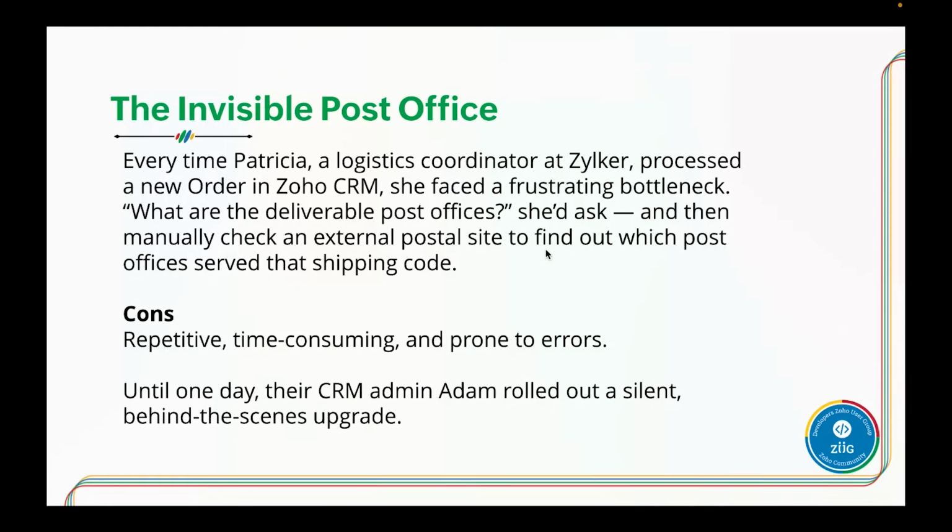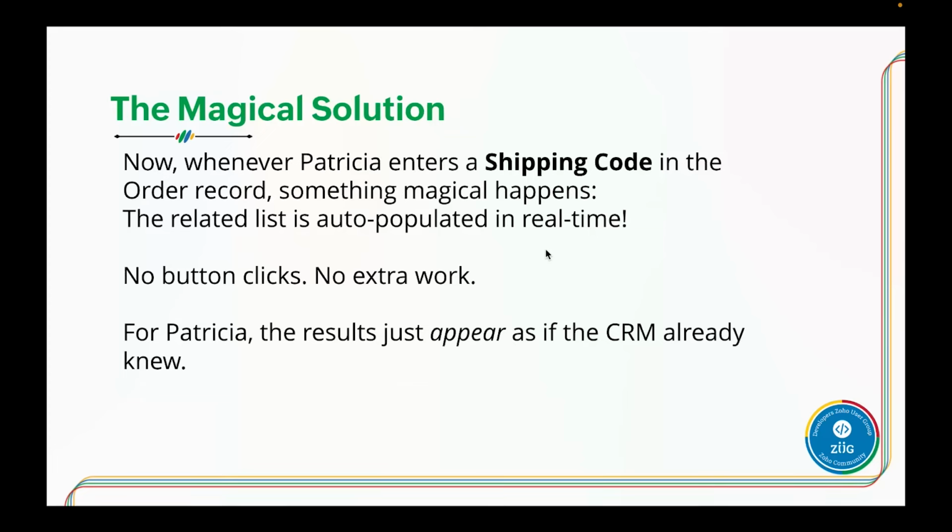So what are the disadvantages of this process? It's repetitive, it's time consuming, and it is also prone to errors. And then our hero, Adam, rolled out a silent behind the scenes upgrade. What happened after this? After this magical update, every time Patricia entered a shipping code in the order record, the related list that shows the list of deliverable post offices got auto-populated in real time.